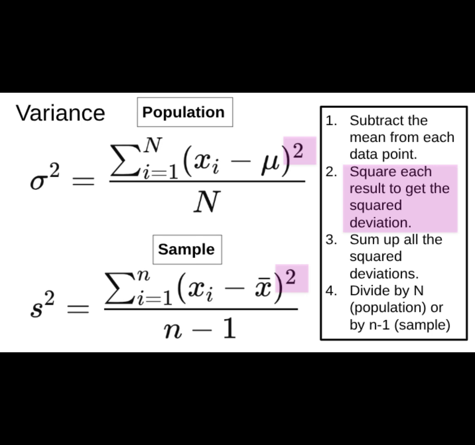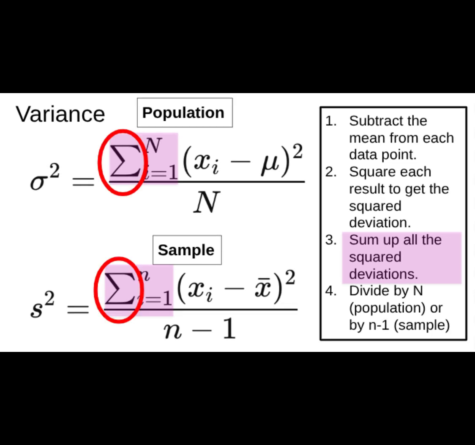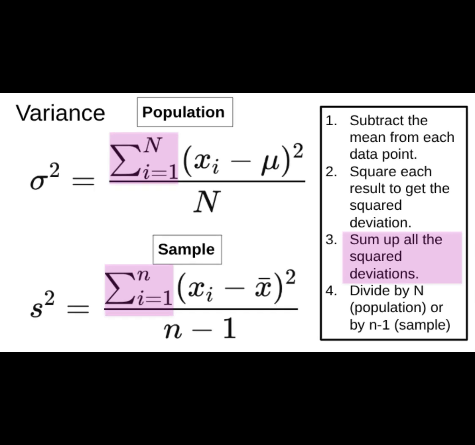Second, square each result to get the squared deviation. Third, sum up all of the squared deviations. This symbol is an uppercase sigma, and it means summation. And this notation just means to sum up the values of the formula to the right for every value of the index i from 1 to n.